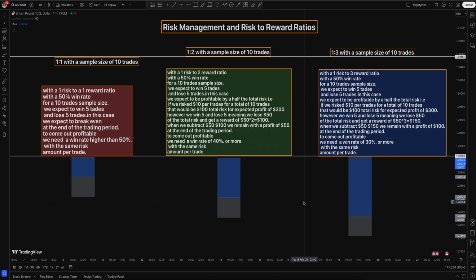I'm going to explain to you guys from the beginning to the end how you can manage your risk using risk to reward ratios, and also how much percentage you are going to risk per trade to see yourself becoming more profitable.